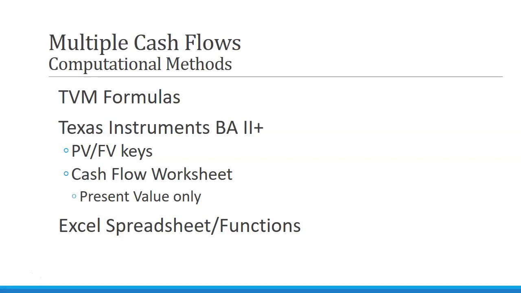There are multiple ways to calculate cash flows. We can use time value of money formulas like we did in chapter 4. We can use a financial calculator such as the Texas Instruments BA II Plus. You can use a scientific calculator and you can use Excel spreadsheet functions. You can also utilize time value of money tables like we practiced in class.